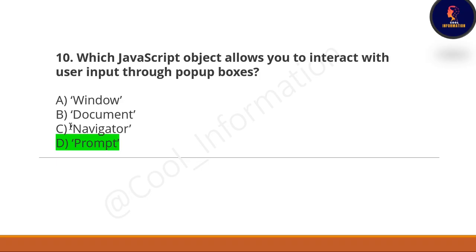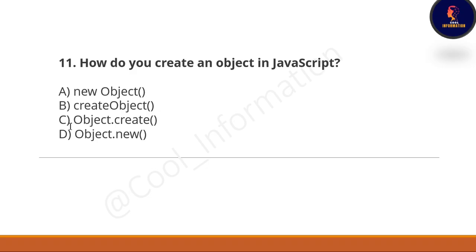Sorry, prompt object. Next question, how do you create an object in JavaScript? Which syntax is correct to create an object in JavaScript? Option A is new Object, option B create object, option C Object.create, and last option is Object.new. So there are multiple ways to create an object in JavaScript, and from the given options, the correct option is option number C. Object.create is used to create an object in JavaScript.